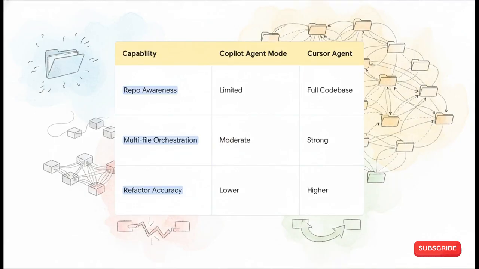Now let's check out this head-to-head. Copilot's agent mode is definitely a step up, but it's still kind of limited to the files you have open in your workspace. Cursor, on the other hand, because it's an AI-native IDE, has already scanned, indexed, and understood your entire codebase. This full repo awareness gives it a massive advantage in orchestrating changes across tons of files at once, which means much, much higher accuracy on those big, complex refactors.